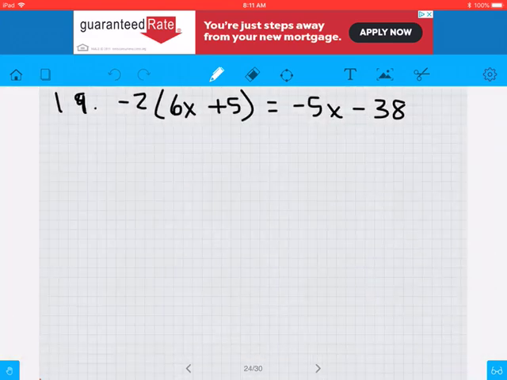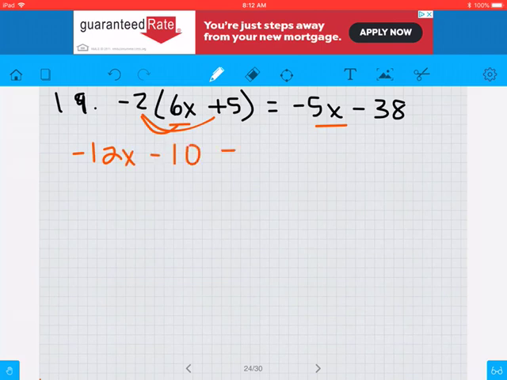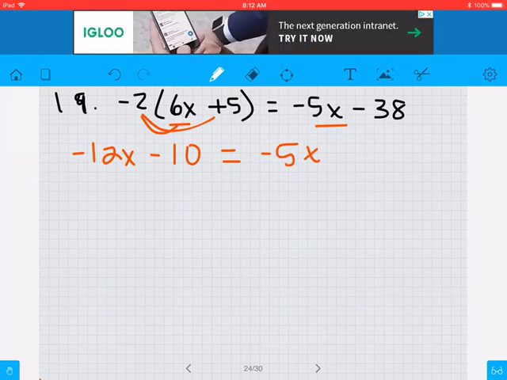All right, number 19. We've got to simplify on this side, and then we have an x on both sides of our equals, so we're going to have to take care of that once we get it simplified here. So let's simplify. Negative 2 times 6x is going to give me negative 12x. Negative 2 times 5 is going to give me negative 10. Equals negative 5x minus 38.